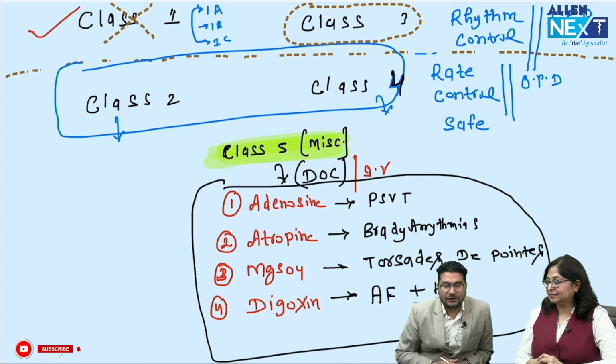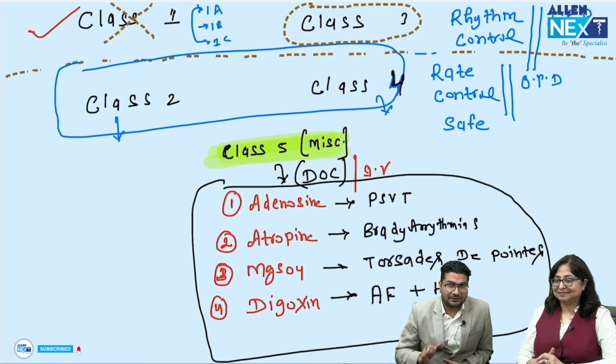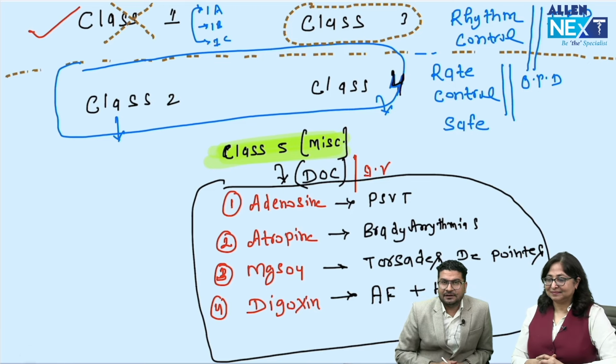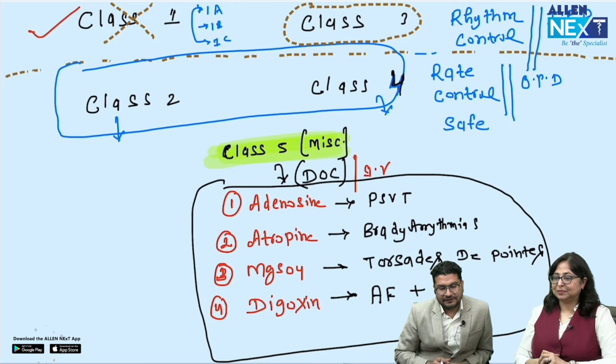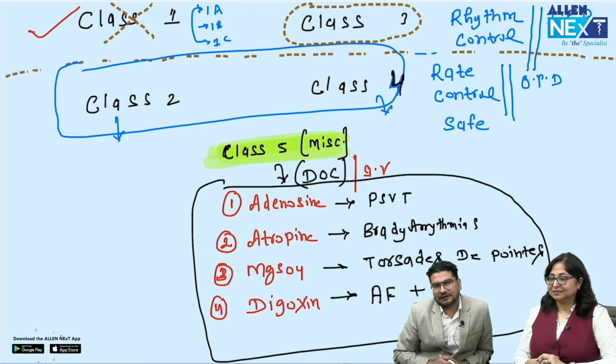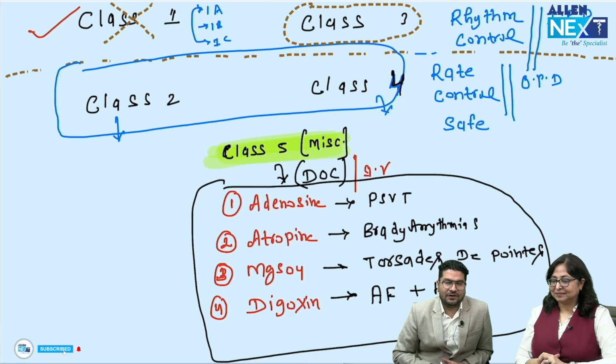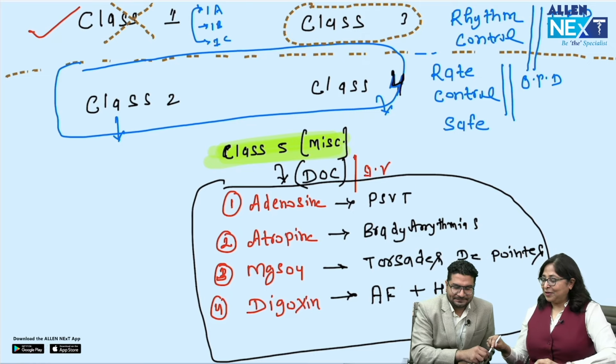Suppose they ask you a new question on arrhythmia. So remember, sick patient: 1 and 3; stable patient, OPD basis: 2 and 4. So this is about the classification of anti-arrhythmic drugs, and I'm expecting a pharmacology or medicine question in exam from this topic. Over to ma'am.